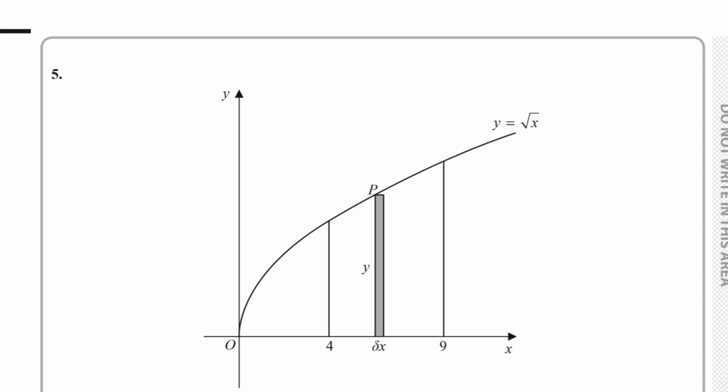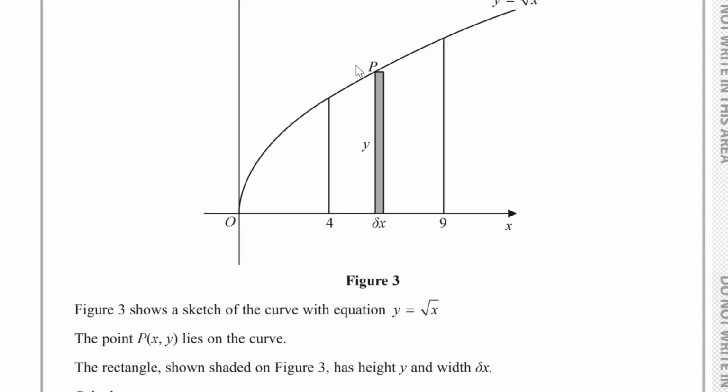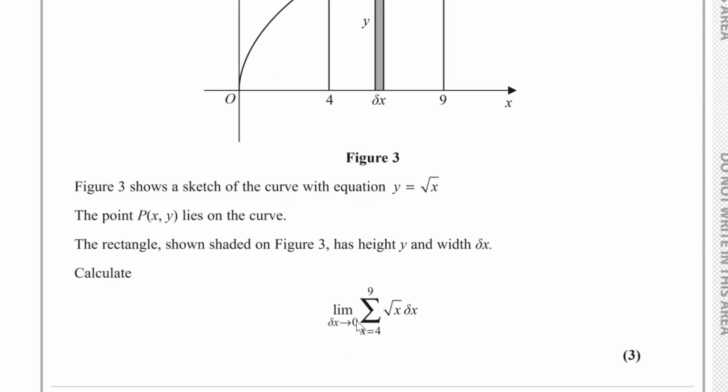Question number 5. We have figure 3 over here, which shows a sketch of the curve with the equation y equals root x, and the point P with coordinates (x, y) lies on the curve. The rectangle shown shaded in figure 3 has height y and width delta x. We have to calculate the limit as delta x tends towards 0 of the sum of root x delta x between x equals 4 and x equals 9. And all we're saying over here is we need to evaluate the integral of root x with respect to x between x equals 4 and x equals 9.